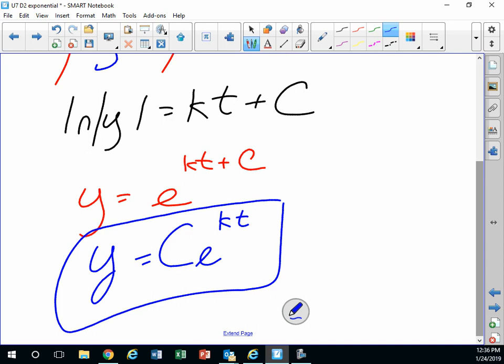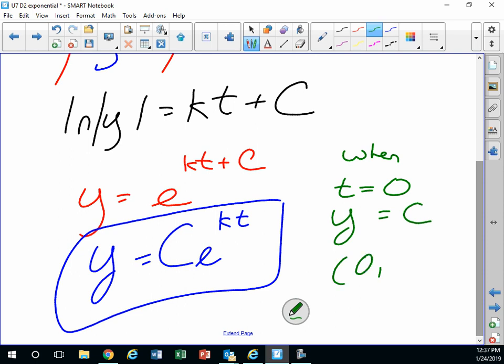You should have gotten y equals C e to the kt, yes? I have a question. What does t represent? Time. If t is equal to 0, please solve this. When t equals 0, y equals C.